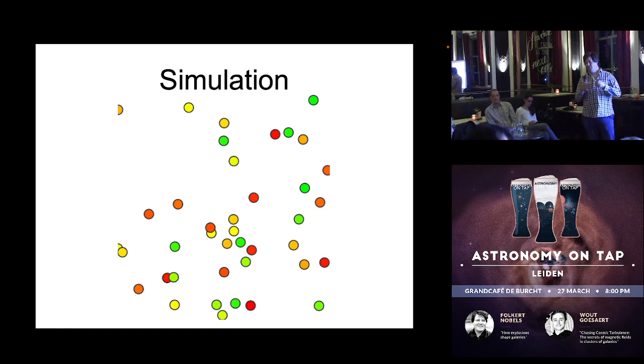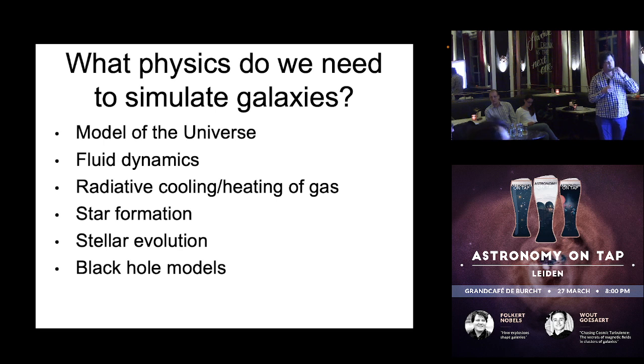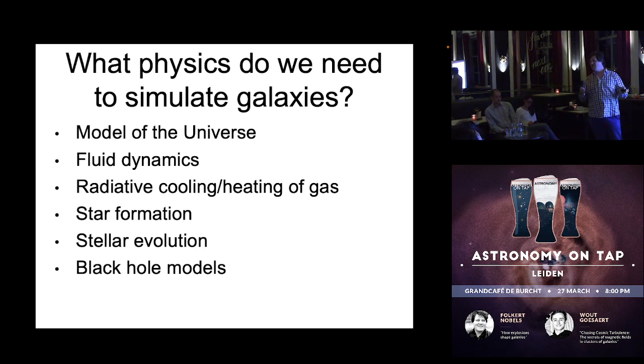And to do that, we need a few pieces of essential physics. So we'll shortly show the six pieces of essential physics. We need the model of the universe that basically tells us how much matter is there, what kind of matter is there, and how the universe expands. And we need a model for fluid dynamics that basically means how the particles move in our simulations that they showed in the previous slide. Then we have a model for radiative cooling or heating of gas that describes how the temperature of gas in the simulation and the universe evolves. Radiation is cooling down gas.